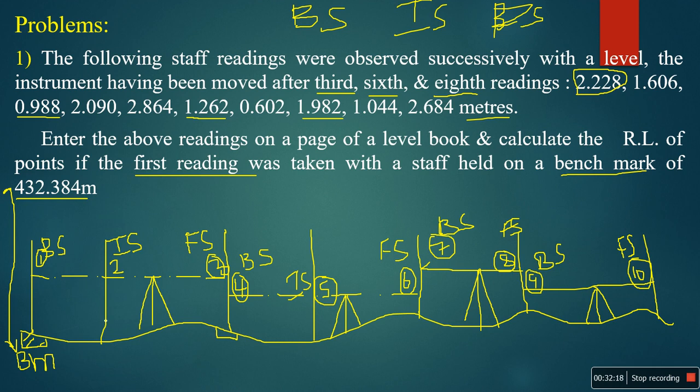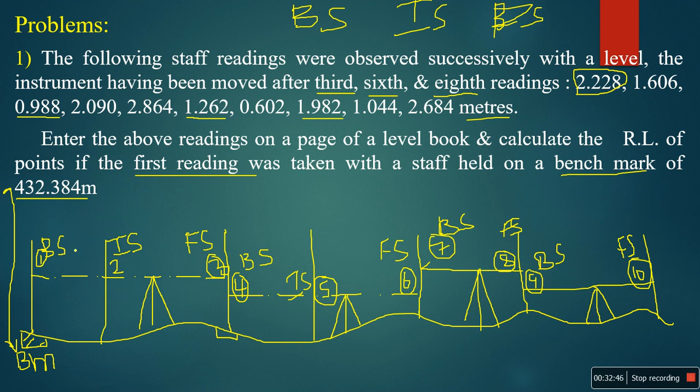Okay. So the same thing we have to write in the tabular column. That's why it is very important to understand the problem. Then you have to understand the sentence here: after the third, sixth and eighth readings, they have shifted the instrument. So for understanding I am drawing this diagram. It is not necessary to draw the diagram, but for your understanding I am drawing it like this.